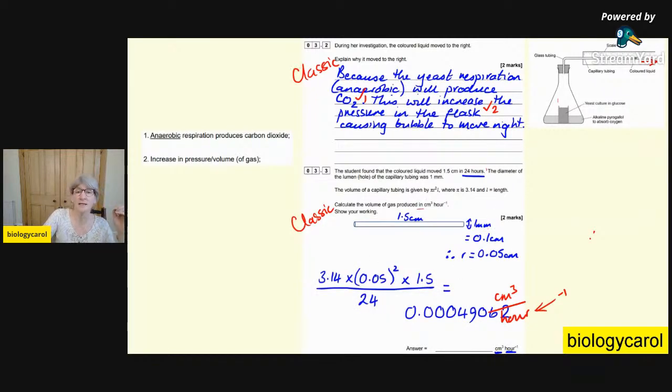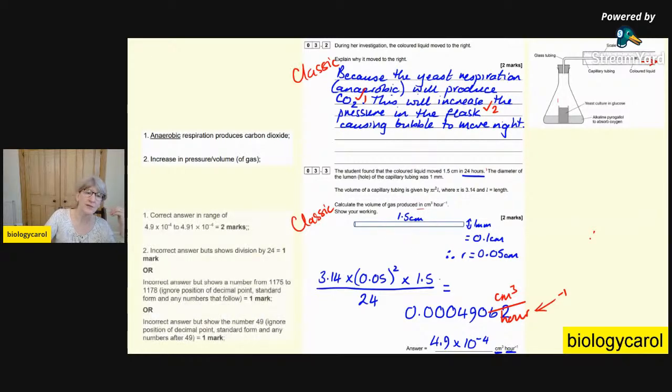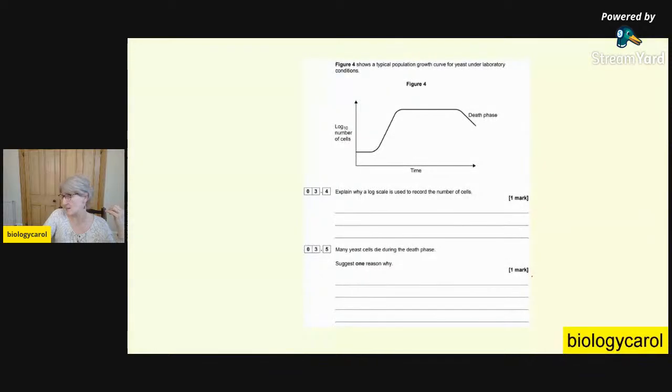So here is the equation: 3.14, squaring the radius, times by the length, dividing the whole lot by 24. I'm then going to put that in standard form, because all I'm working out is how many times I'm moving my decimal point, and it's 4 times. So it's 4.9 times 10 to the minus 4. There we go. So I got my 2 marks there. Hopefully that makes sense.